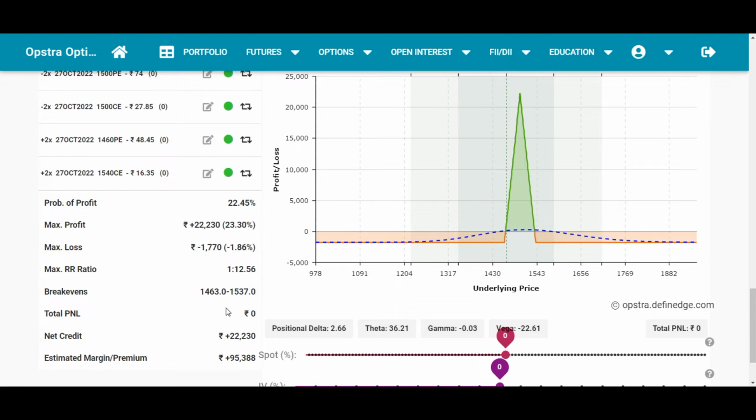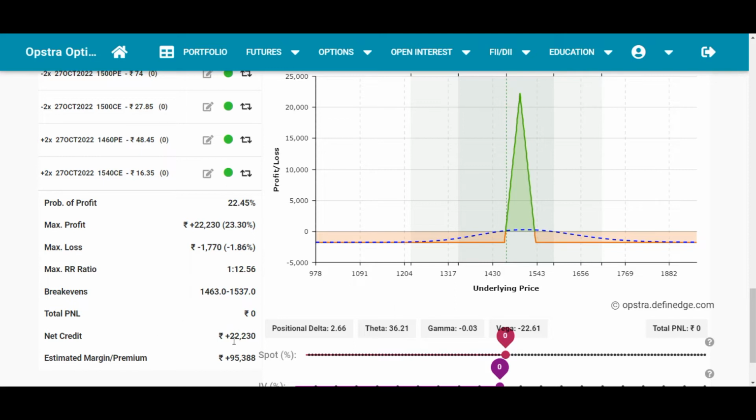The break-evens for this strategy will be 1463 on the lower side and 1537 on the upper side. So you'll be making profit of around 22,230 if the Infosys will expire between 1463 levels and 1537 levels. Also, I will suggest that you can exit the strategy 1 week before the last week of the expiry, just to avoid the physical settlement of the stock.